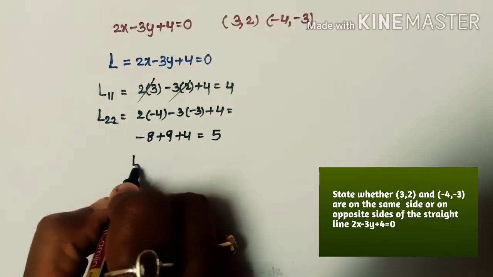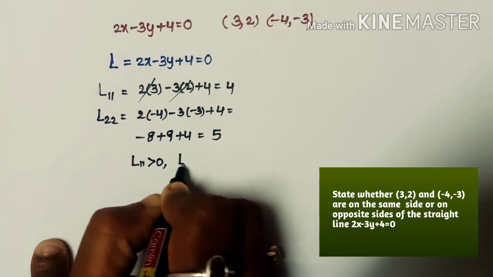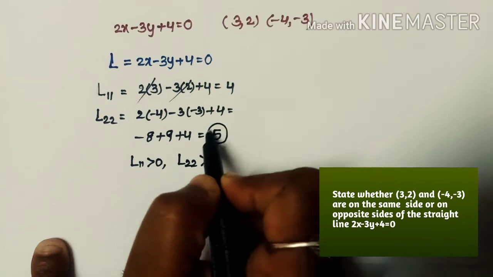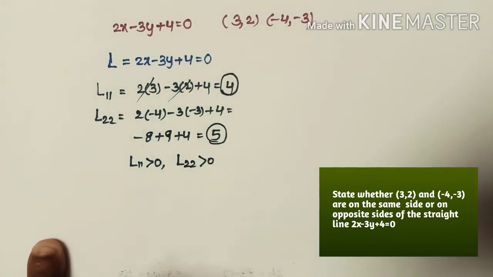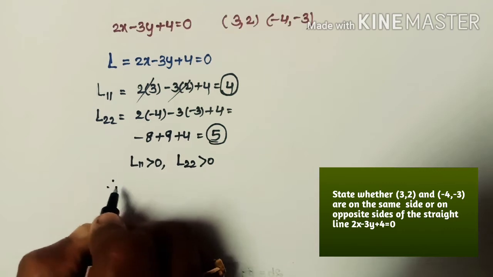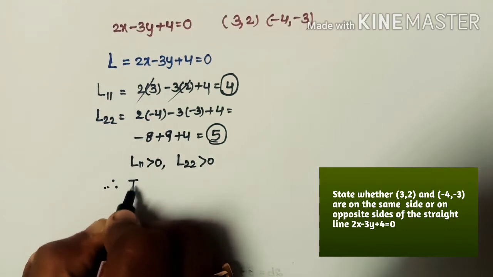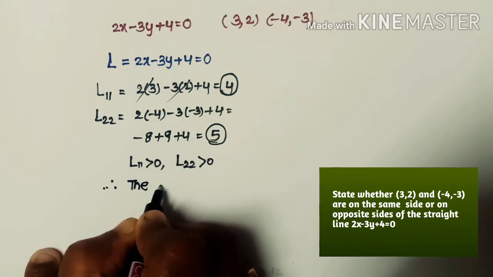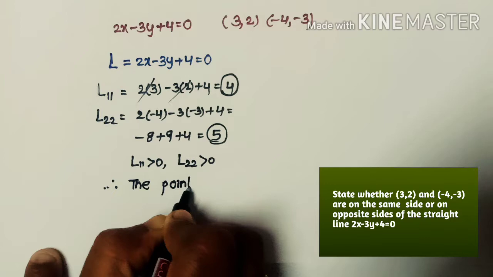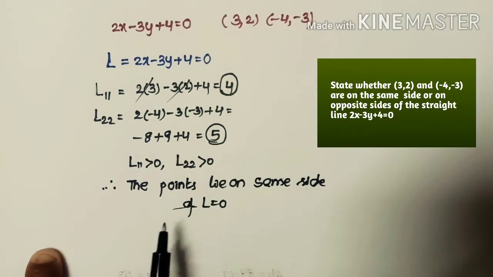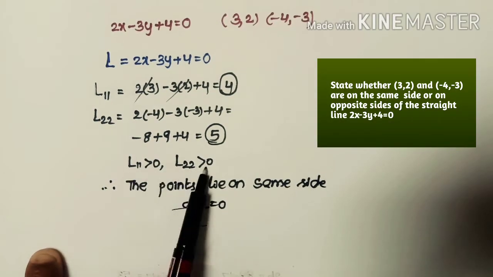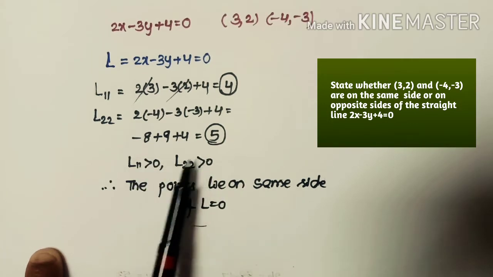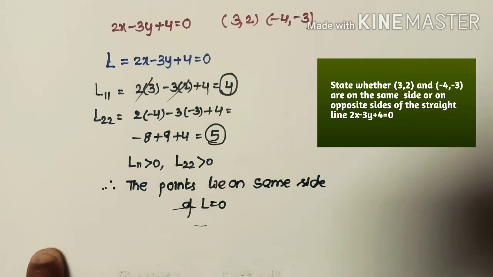Now here L11 is greater than 0 and L22 is greater than 0. 4 and 5 are both positive. So L11 and L22 are both positive. Therefore the 2 points lie on the same side of the line. If the two values have the same sign, then the 2 points lie on the same side of the line equal to 0. If we get opposite signs, then the 2 points lie on opposite sides. But here we get the same sign. Therefore, the points lie on the same side of the line.